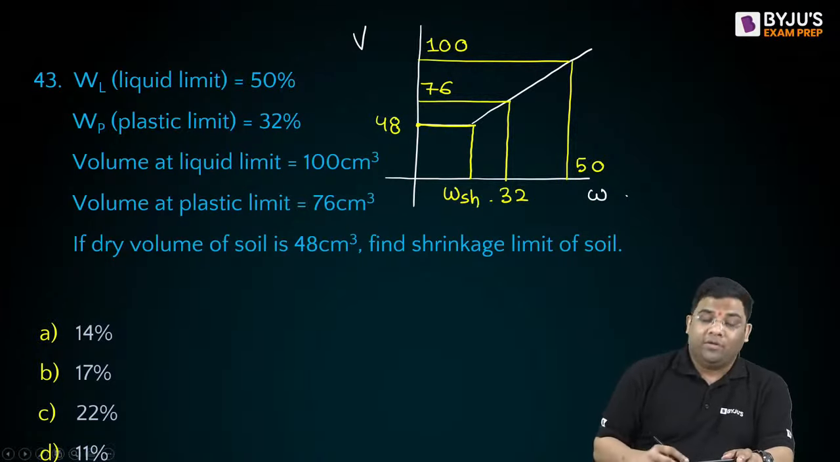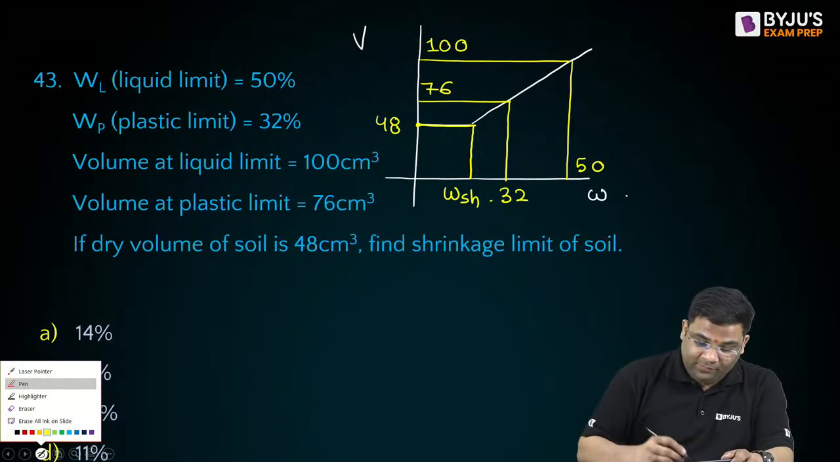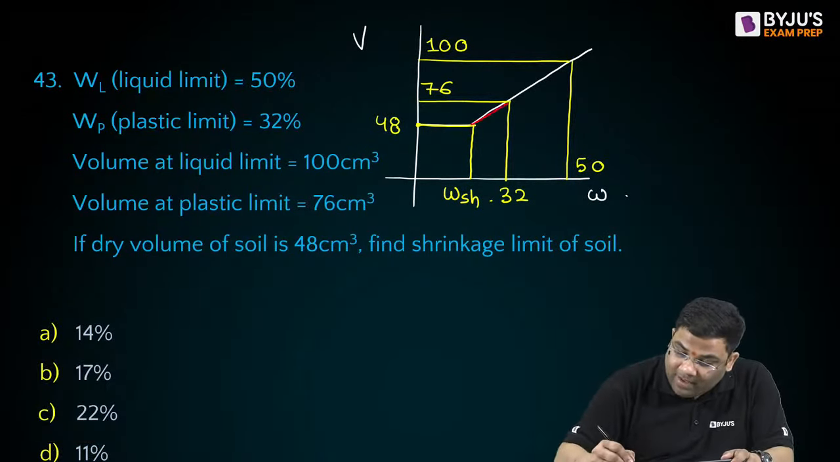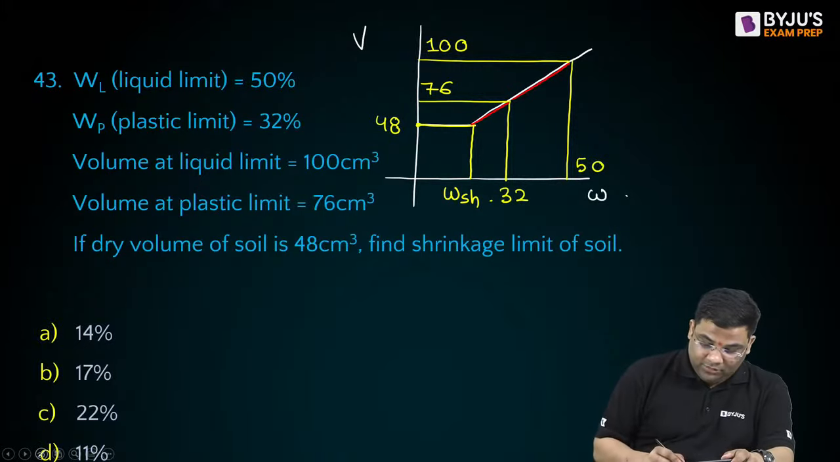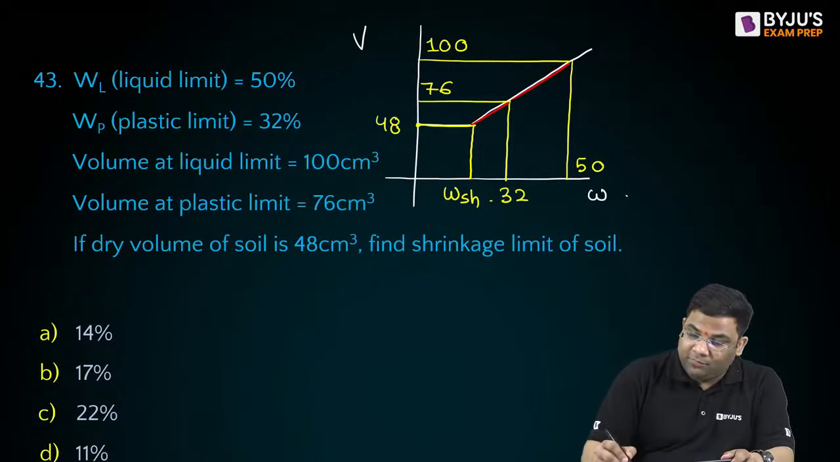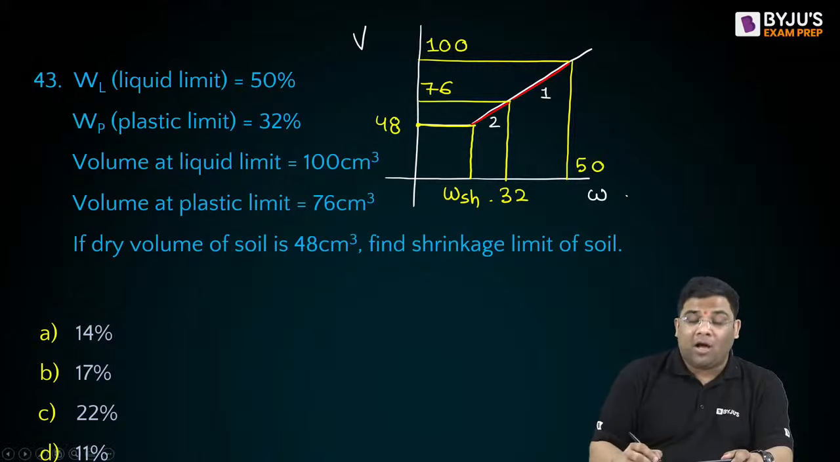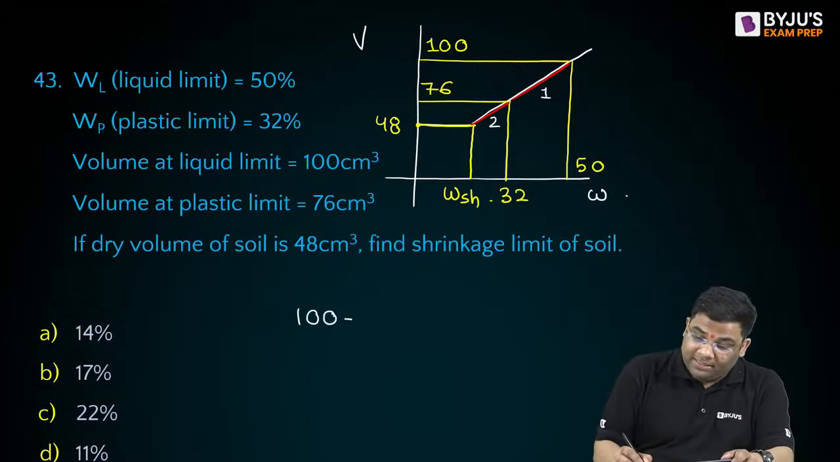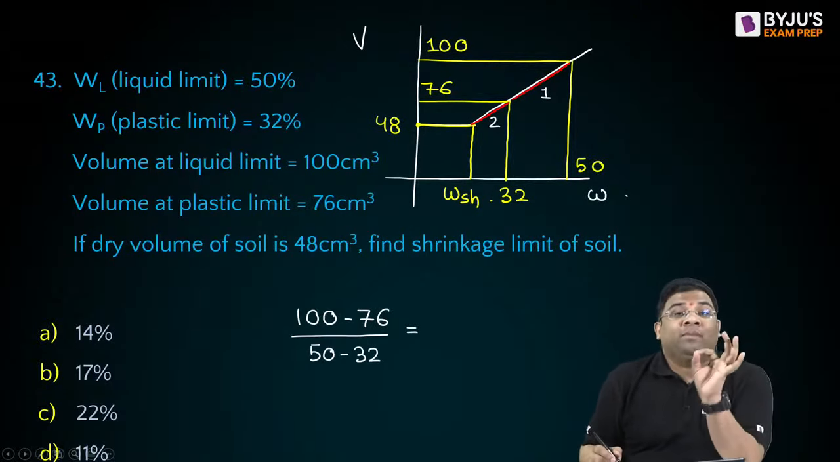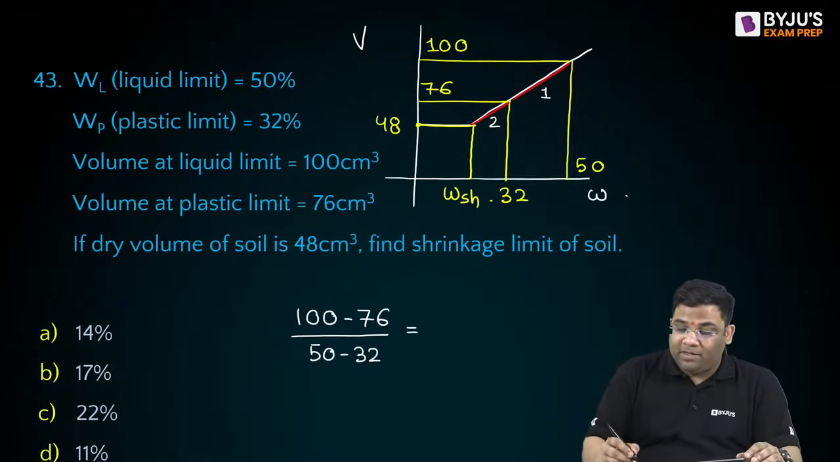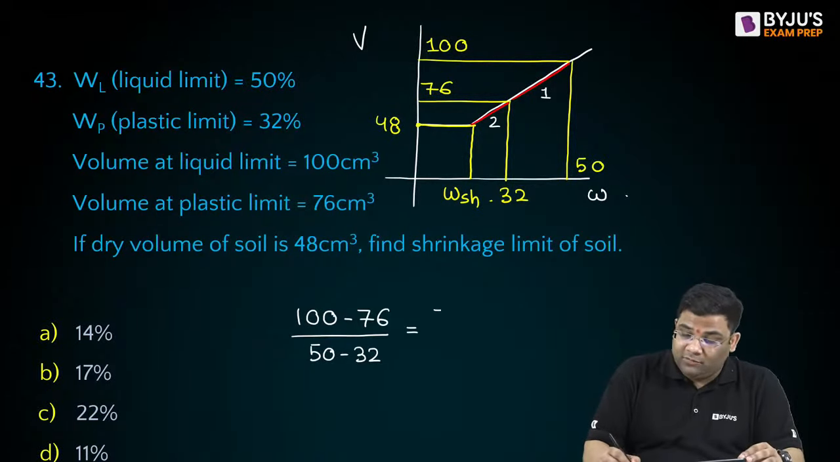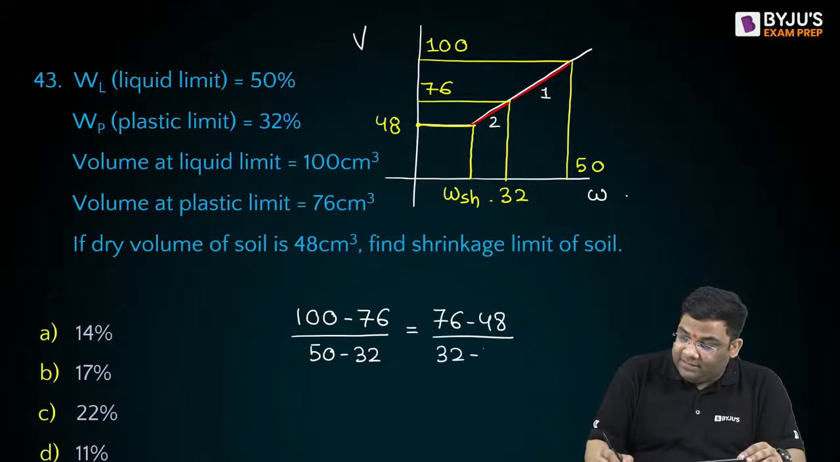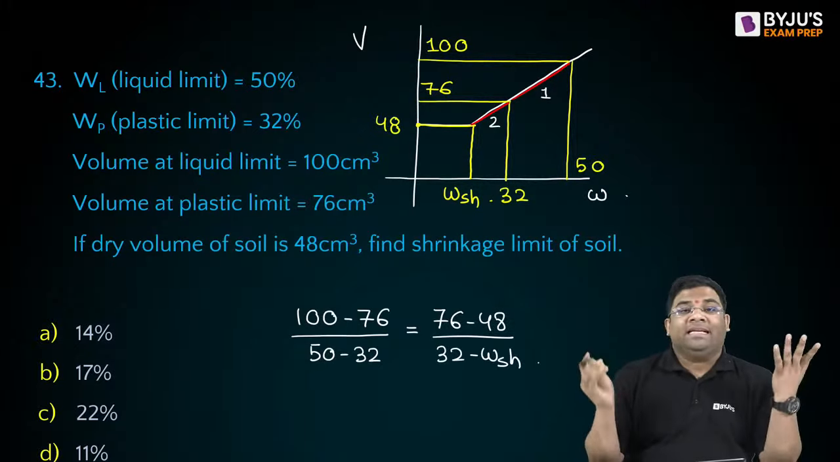Now what can we do? We can use that the slope is the same in both the parts. This slope and this slope, right? So we can equate both the slopes. Suppose slope 1 and slope 2. Slope 1 will be 100 minus 76 by 50 minus 32, that is Y2 minus Y1 by X2 minus X1. That will be equal to the slope in the second part, which is 76 minus 48 divided by 32 minus shrinkage limit. So from here you can easily find the shrinkage limit.